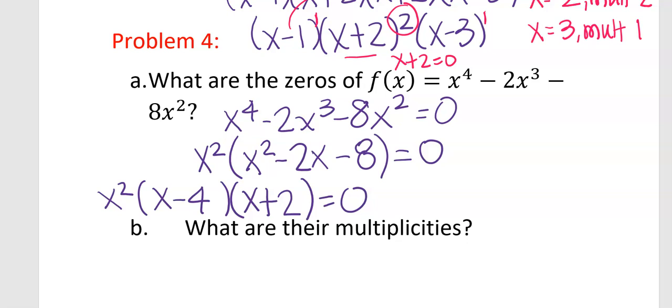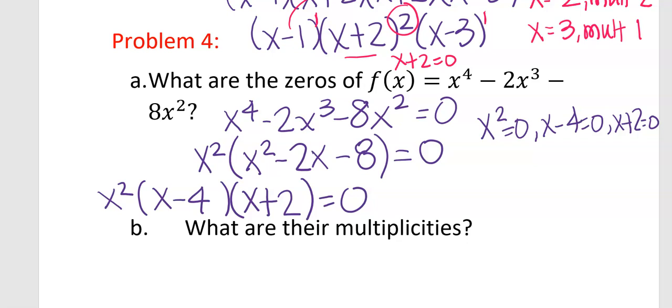Now we have to solve each part. So I set each one of these equal to 0. X squared equals 0. X minus 4 equals 0. X plus 2 equals 0. And then we solve each one.